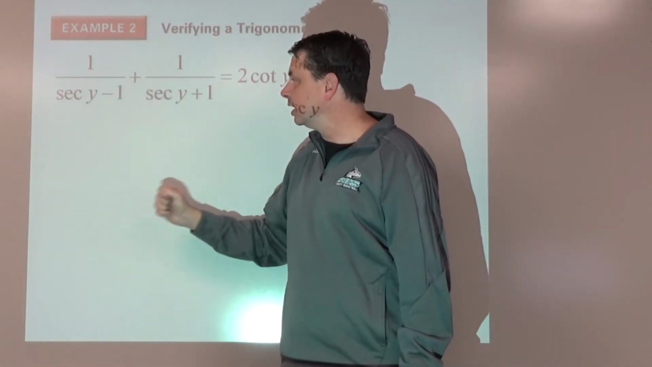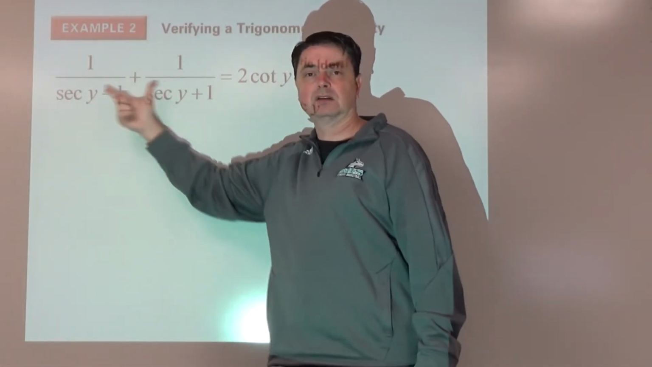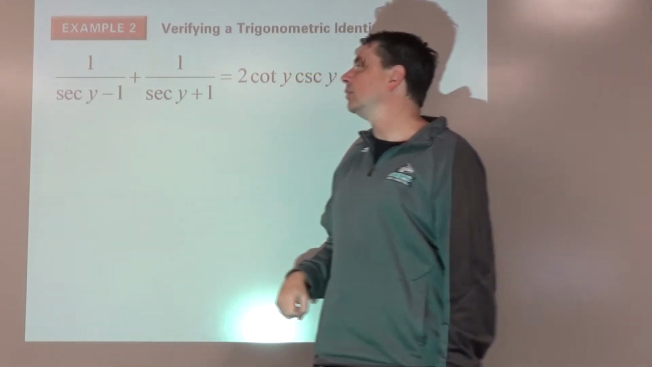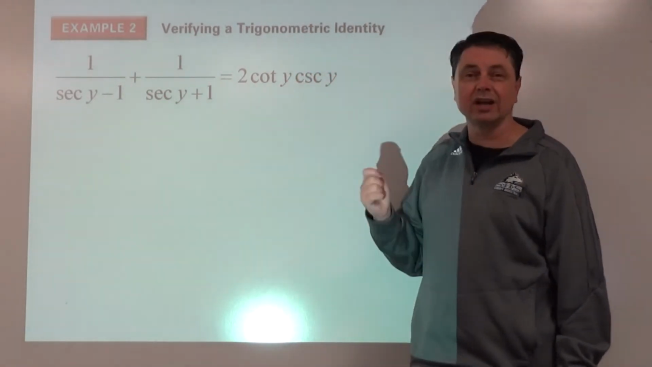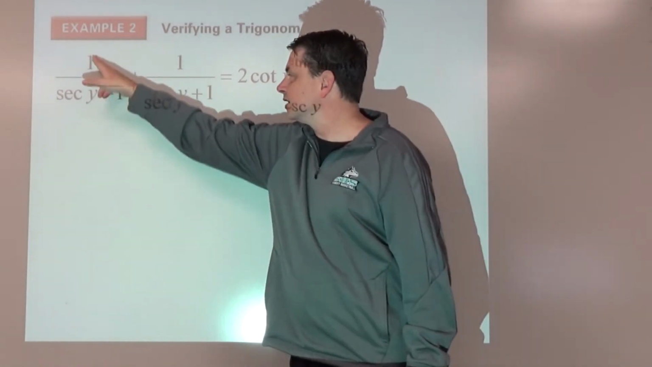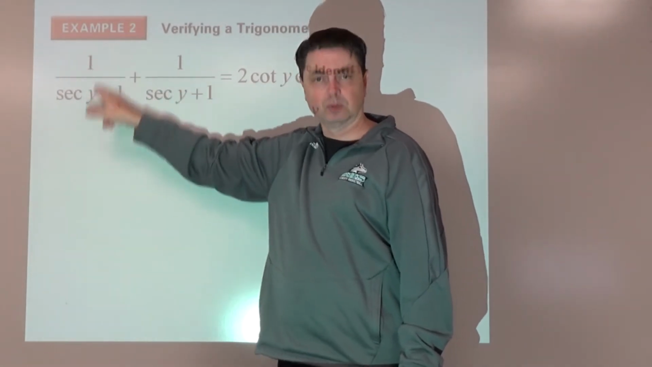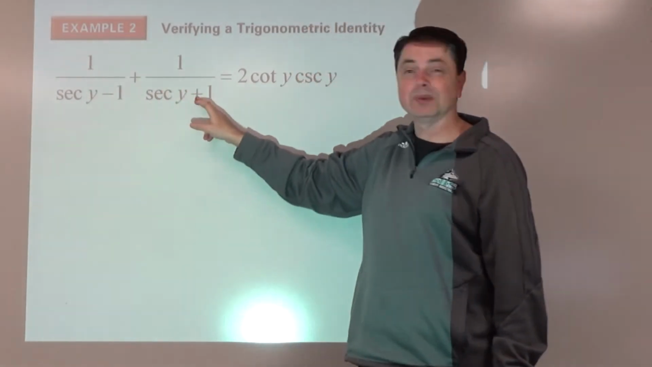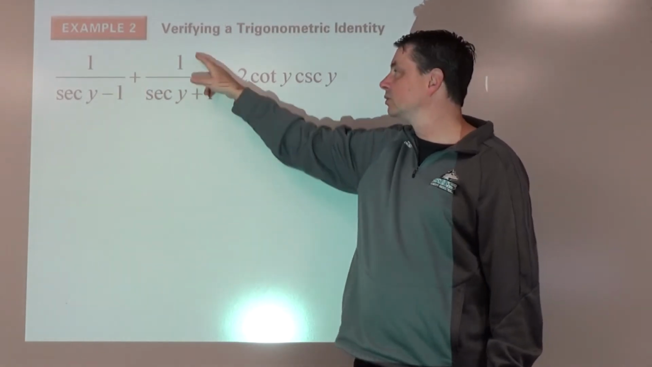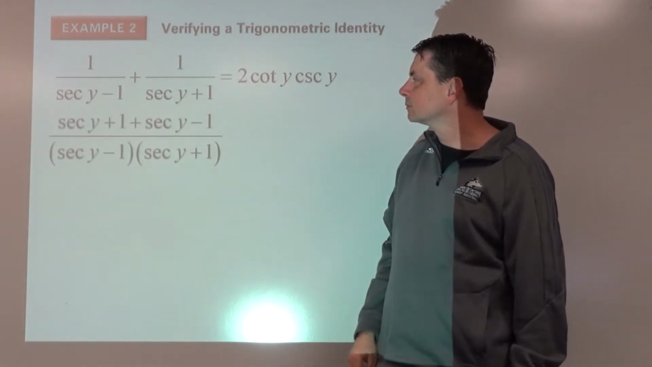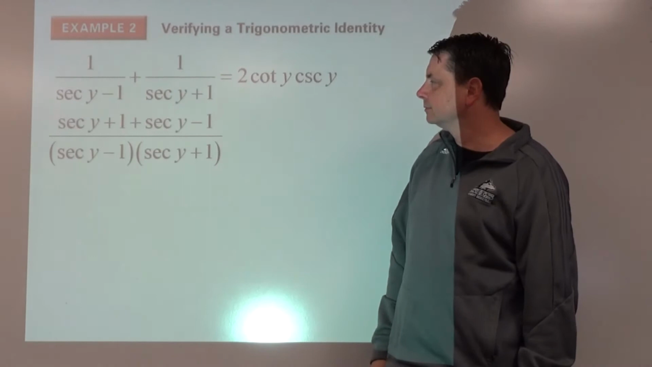So we're going to need a common denominator. We're going to need both of these. So the product of secant y minus 1 and secant y plus 1 is our LCD. This one's missing secant y plus 1, multiply top and bottom. This one's missing secant y minus 1, multiply top and bottom. And we're going to add it all together.